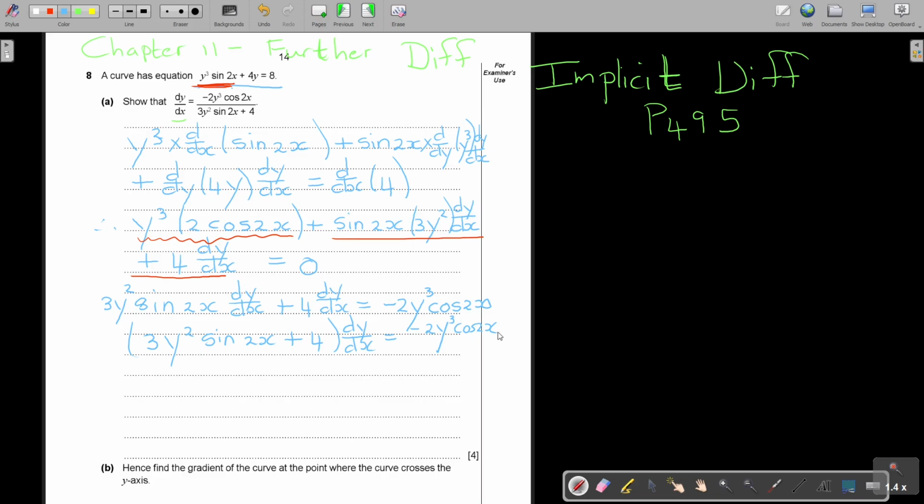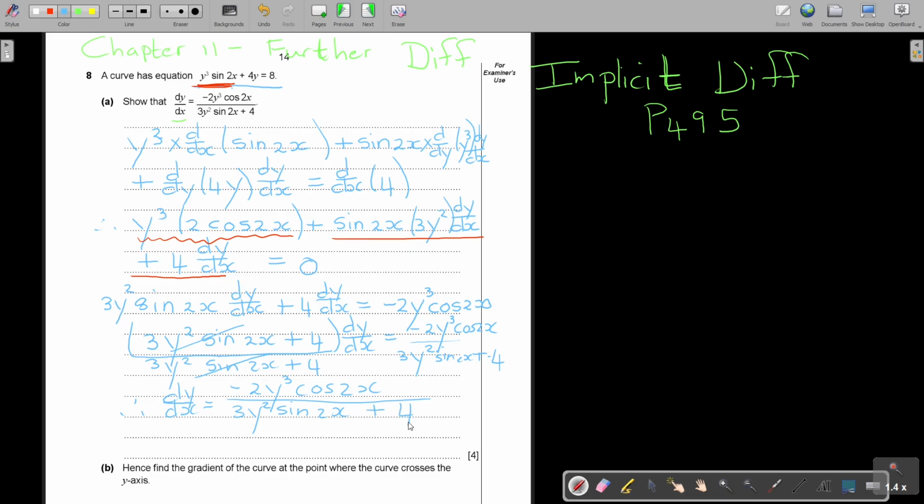Okay. And now I'm basically just going to divide by this on this side and on this side. I don't want to even write it out. And I also divide there. Did you see? And this cancels out, and I establish that answer. So therefore, dy over dx is equal to negative 2y to the power 3 cos 2x over 3y squared sin 2x plus 4.